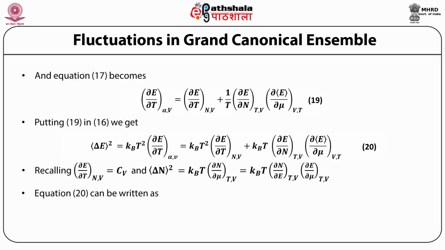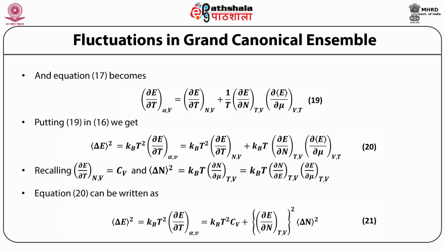Equation 20 can be written as variance in E is equal to kBT square, which is partial derivative of E with respect to T at constant alpha and V, is equal to kBT square multiplied by specific heat at constant volume plus the square of the partial derivative of E with respect to N at constant T and V multiplied by variance in number of particles.